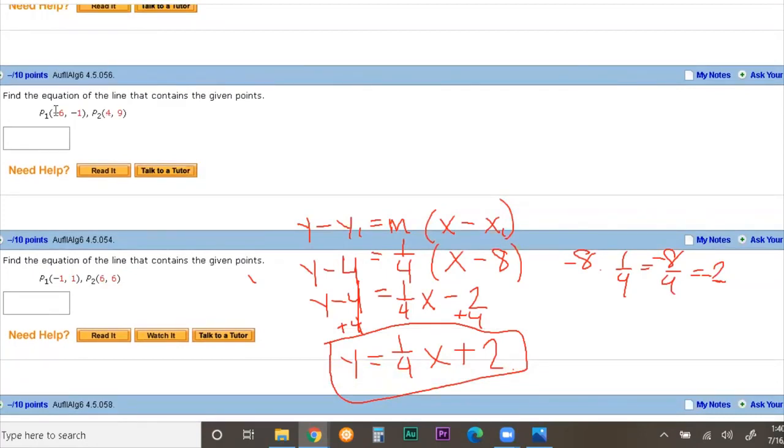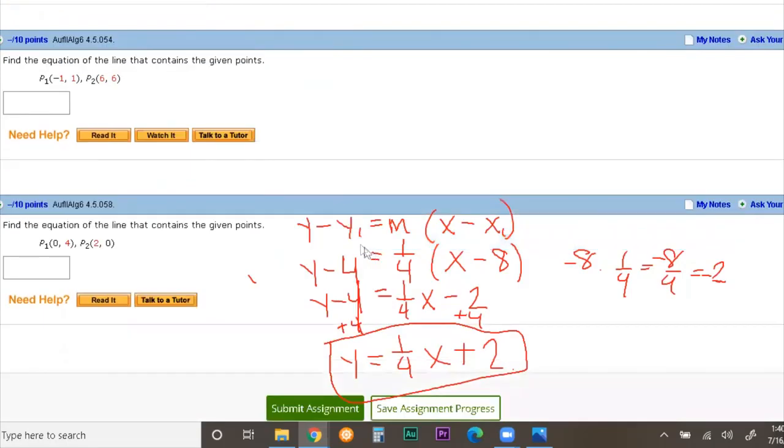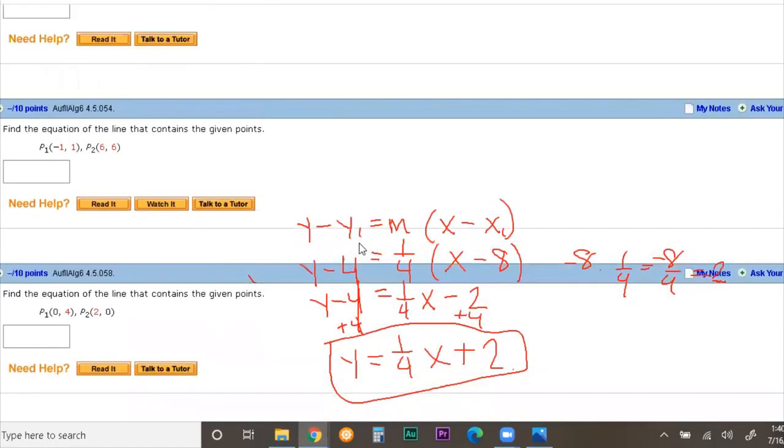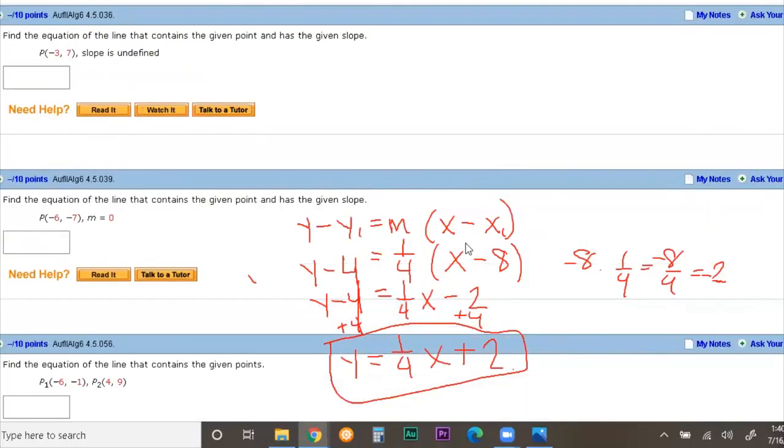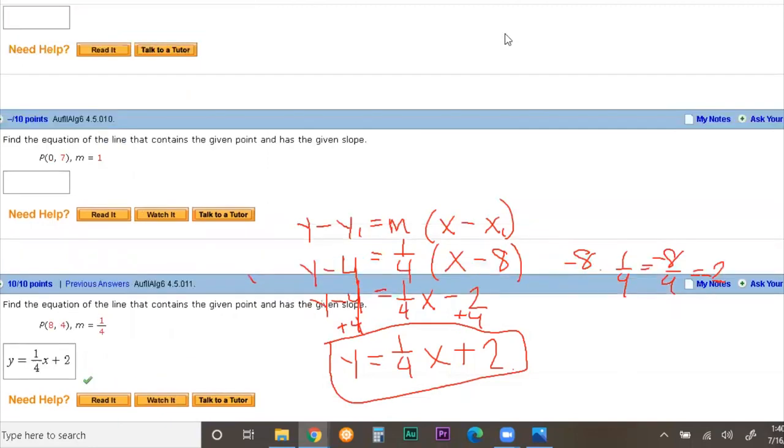Then we go back to the 2 points, where you would have to find the slope. For these, with the 2 points, you will find the slope using the slope formula. Then you can take the slope and one of the points, plug it into point slope form, and then you can figure it out like that.